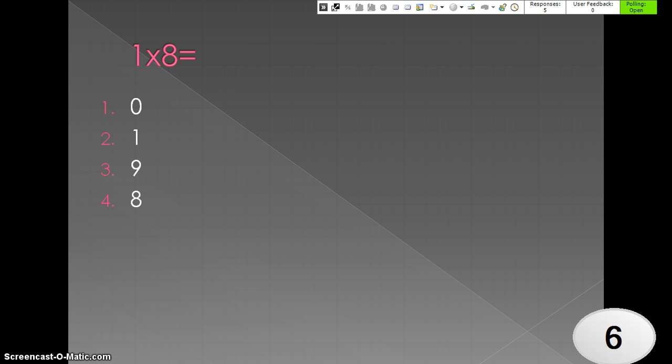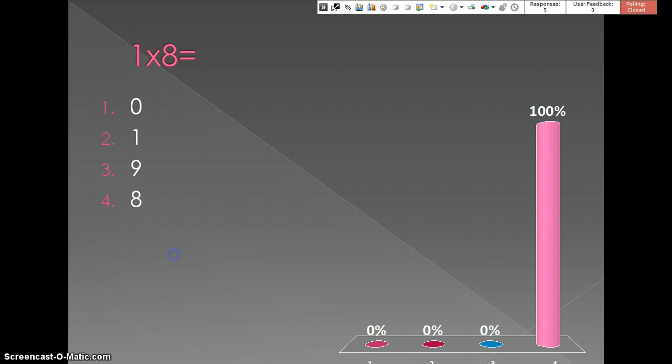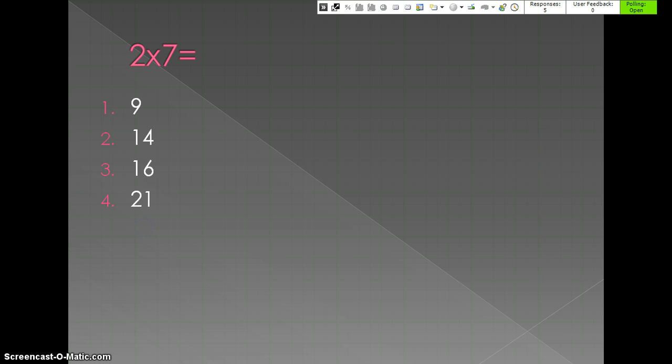Get our answers in there. And as the countdown goes to 0, let's see how everybody did. 100% of you guessing option 4, which is the correct answer. Awesome. All right, our next problem, 2 times 7. Let's get those answers in.